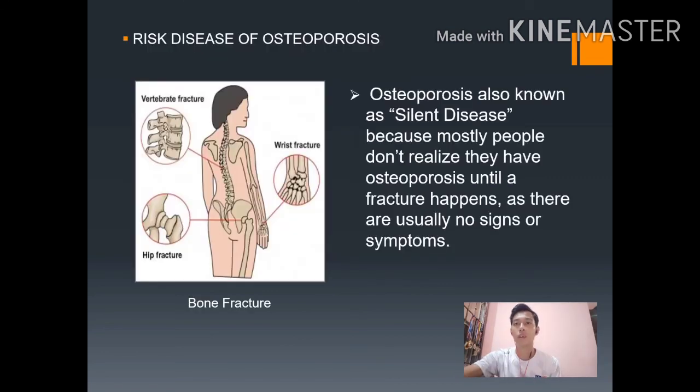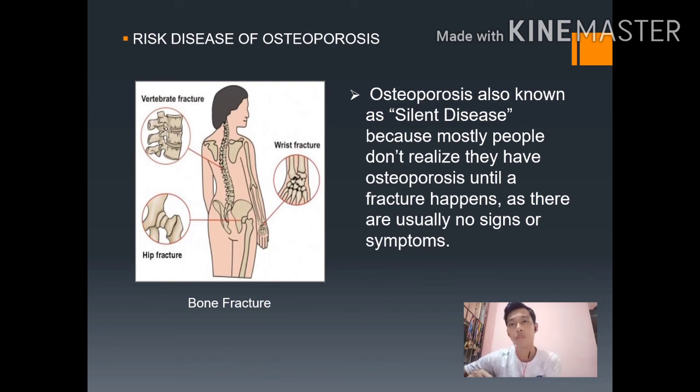This slide is about the risk of osteoporosis. The risk is that it can lead to bone fractures in our body. A bone fracture is not a small injury, it's a very big injury, especially for people around middle age. The most common places for fractures are the spine and the wrist, and of course the last is hip fracture.